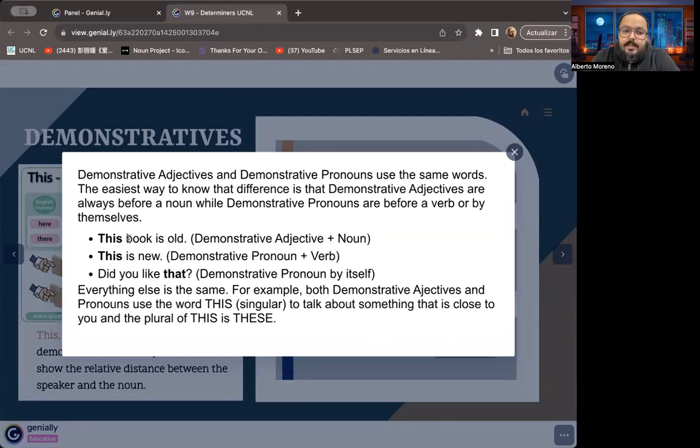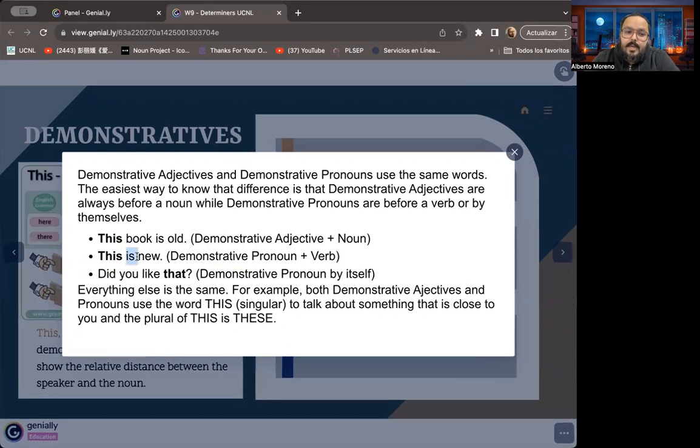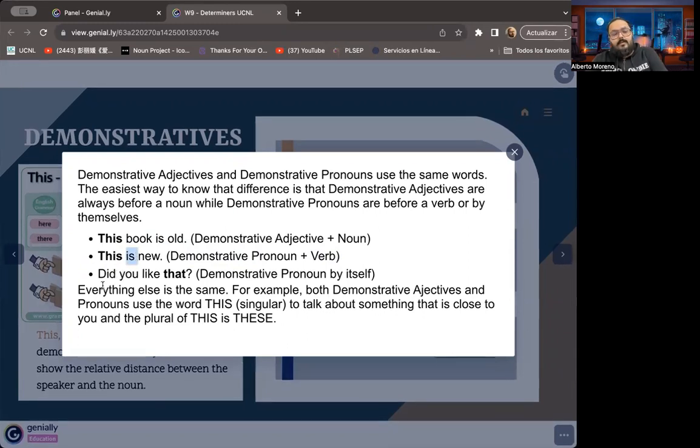Okay, for example, in here, this is a demonstrative adjective. This book is old. Why is it a demonstrative adjective? Well, because it is before a noun. And says in here, this is new. This is a demonstrative pronoun because it is before a verb. This is the demonstrative pronoun, and is is the verb. Okay. Or by themselves. For example, did you like that? At the end of the sentence. And says everything else.